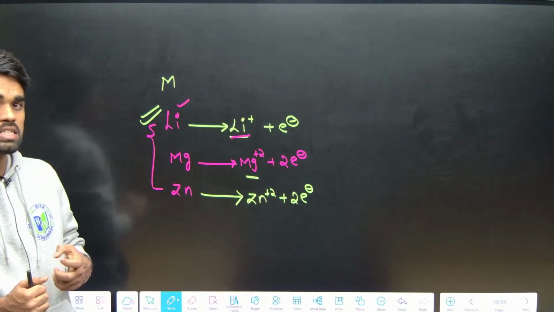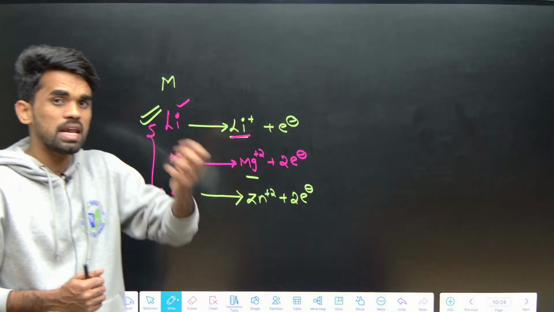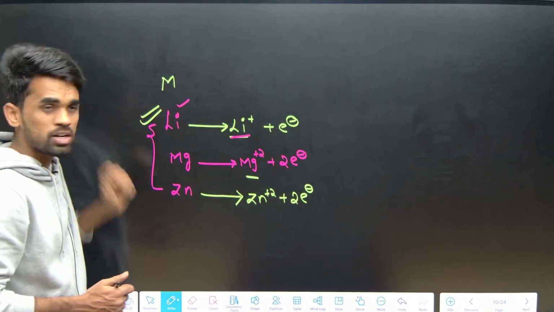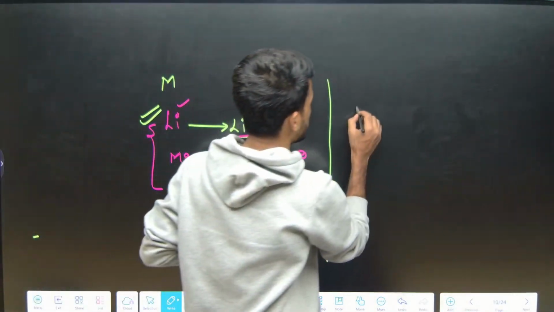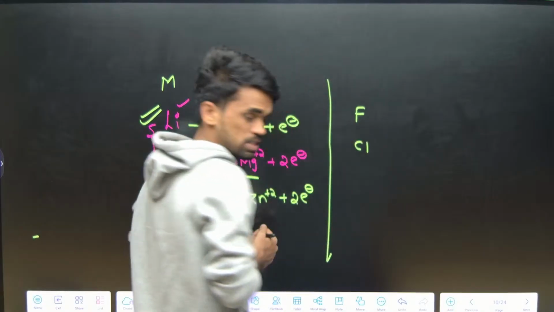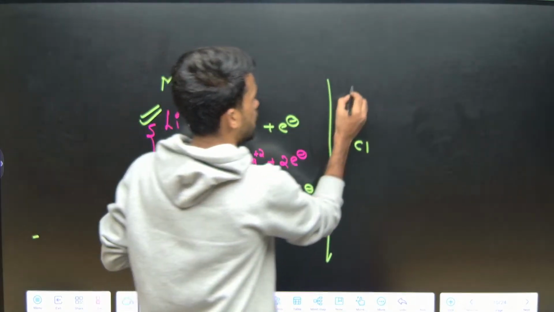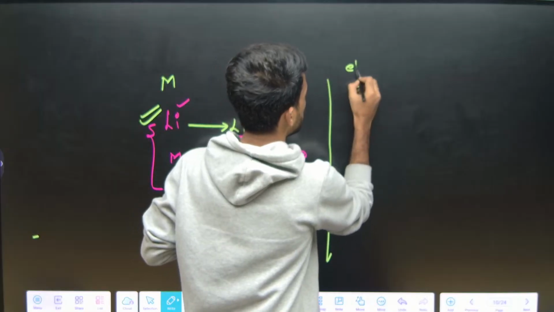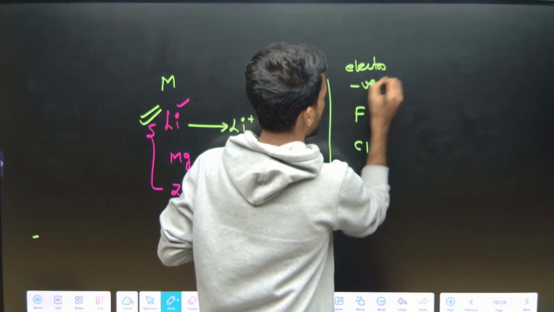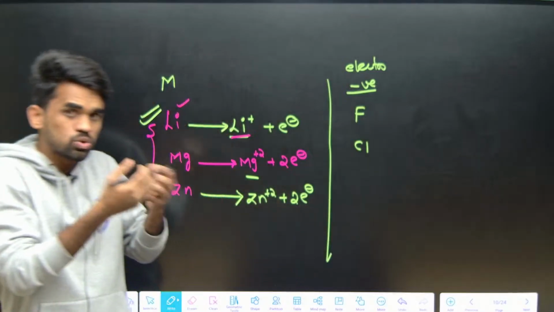Now, the tendency to lose the electron or gain the electron. Metals are electropositive. When it comes to non-metals like fluorine and chlorine, if you observe, these are electronegative. Electronegative species have a tendency to gain the electron.